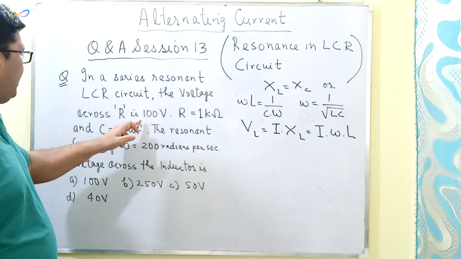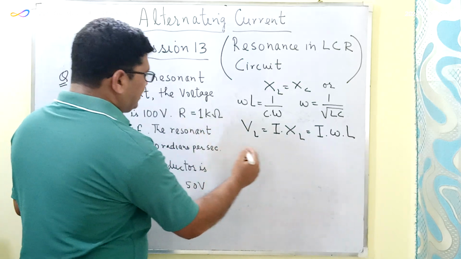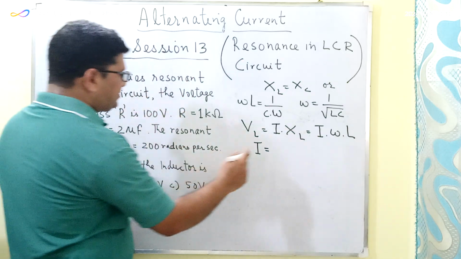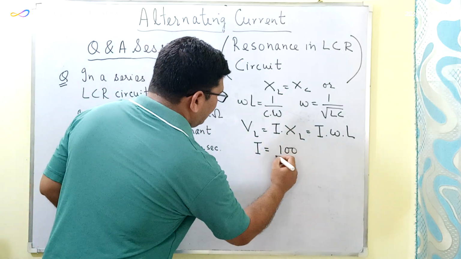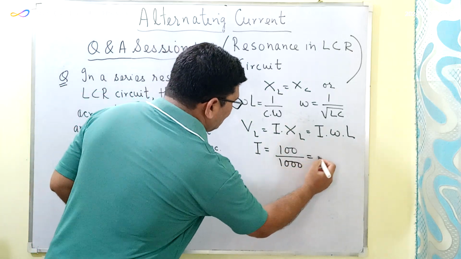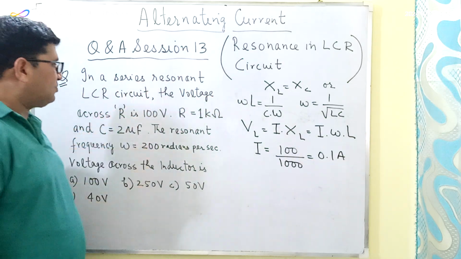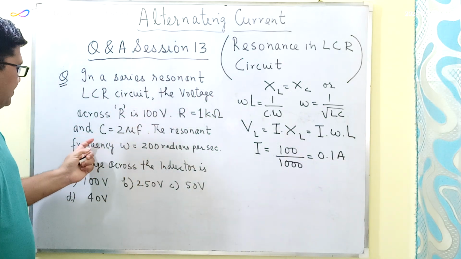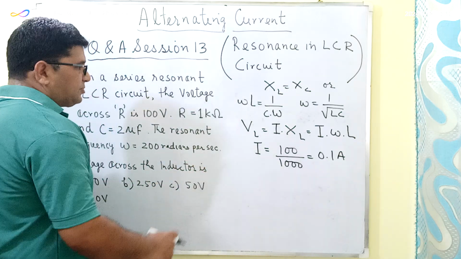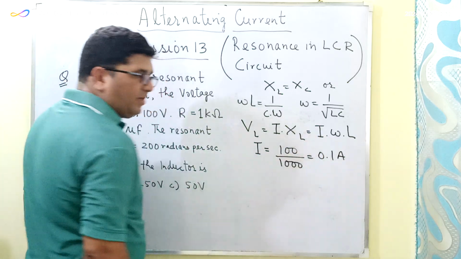Here the voltage across the resistor is 100 volts, and the value of the resistance is 1 kilo ohm. So the current which is passing through the resistor will be equal to V upon R. Here it is 1 kilo ohm, so in ohms it will be equal to 1000 ohms. So this is equal to 0.1 ampere. Now this is a series LCR circuit, so the current which is flowing through the capacitor and the inductor will also be the same. So the value of the current which is passing through the inductor will also be equal to 0.1 ampere.